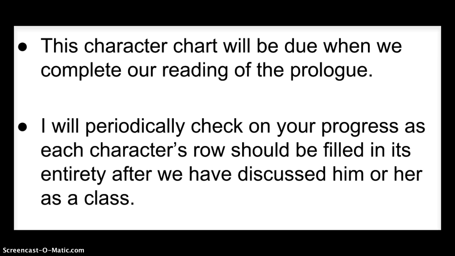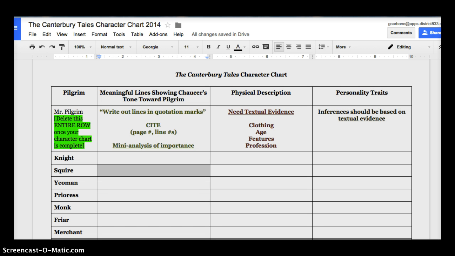The chart itself will be due as a whole when we complete our reading of the prologue. However, both Mr. Hayes and I will periodically check your progress, as after we have completed discussion of each character, you should have completed work on the character chart. There are three major categories on the character chart itself. As you get acquainted with it, these categories will become more clear to you as well.